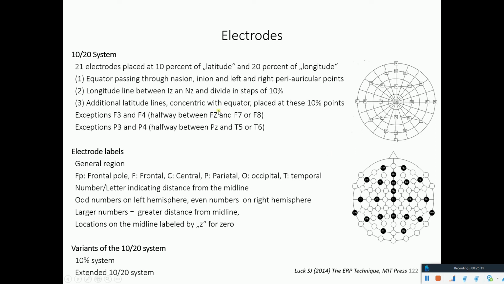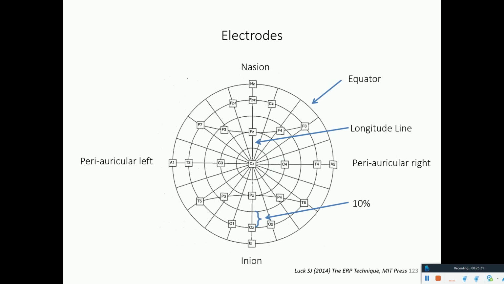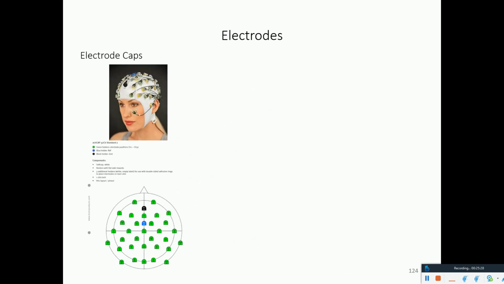Now, of course, this is the 10-20 system with 21 electrodes, but these days people don't record only 21 electrodes, but usually 64. This is some more explanation, but I delivered that already.